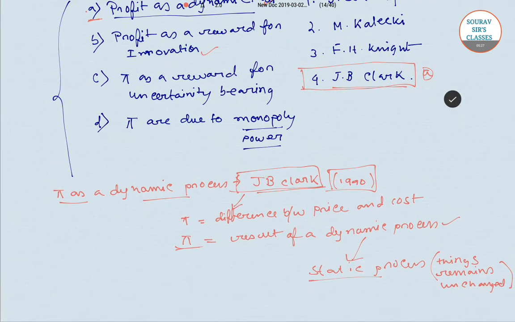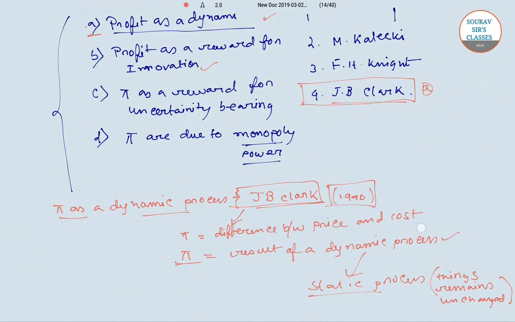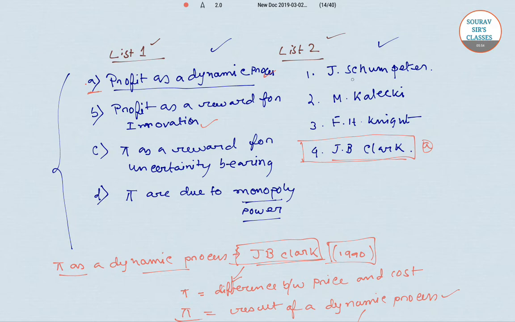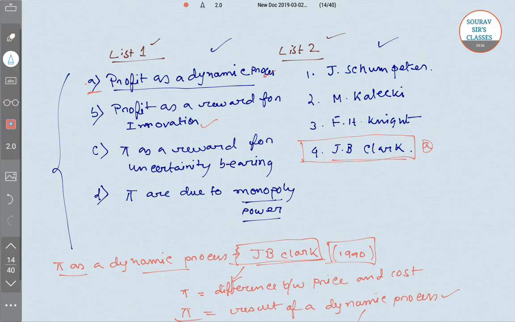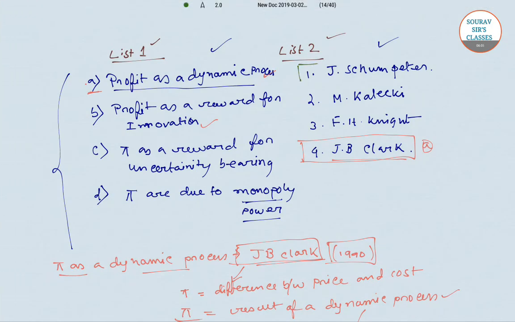Now we'll go to the next point. In this next point it is given profit as a reward for innovation. So it was basically formulated by whom? Profit as a reward for innovation was postulated by the person called J. Schumpeter. What did he say?